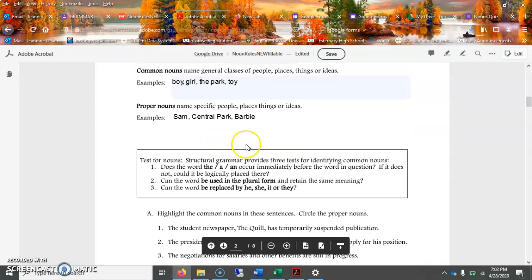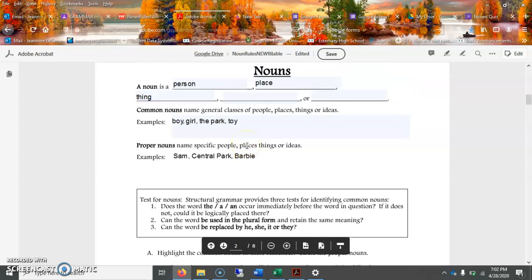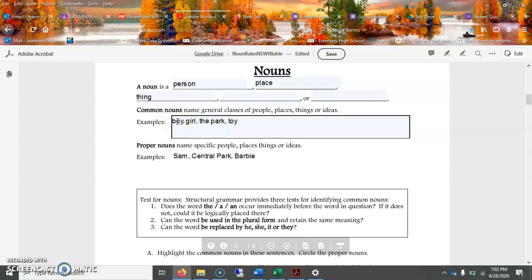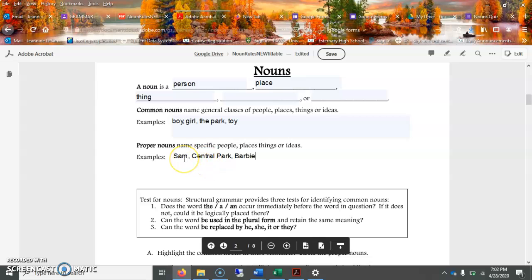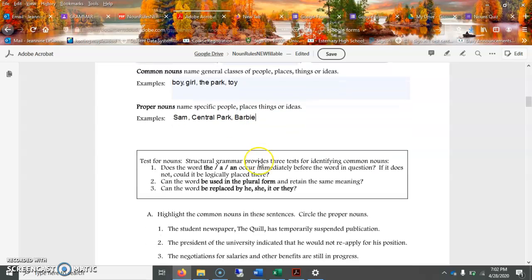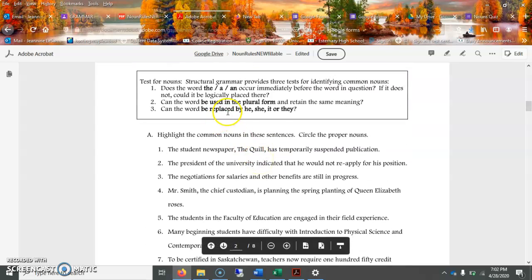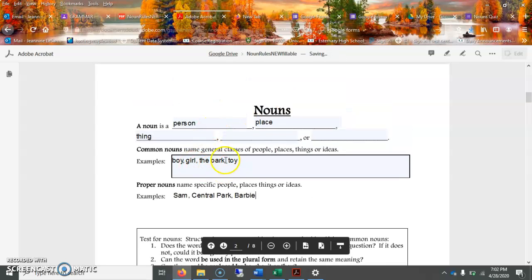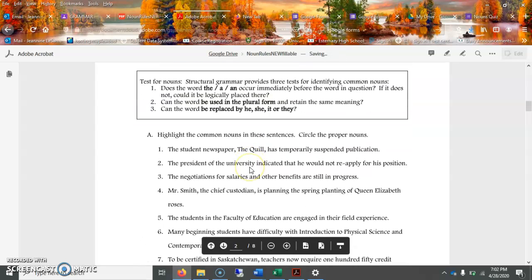A good test for a common noun, and you guys know this already, is if I can put the, a, or an right before it. So a boy, the park, a toy. I can't really do that with this: a Sam, the Central Park, a Central Park. It just doesn't work. Okay? Also, common nouns can be replaced by he, she, or it.